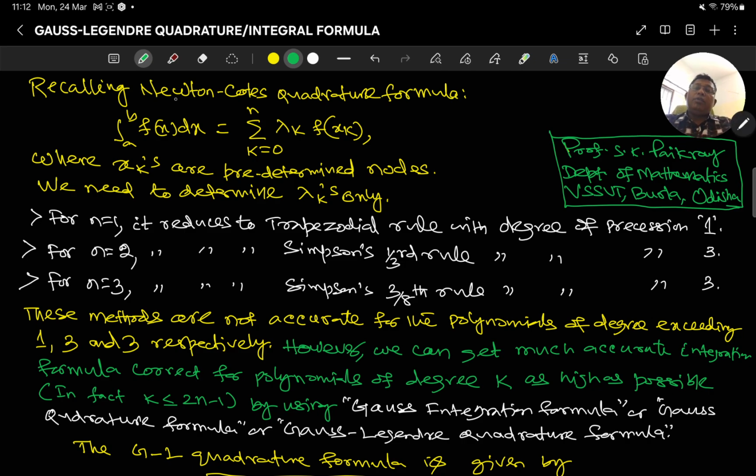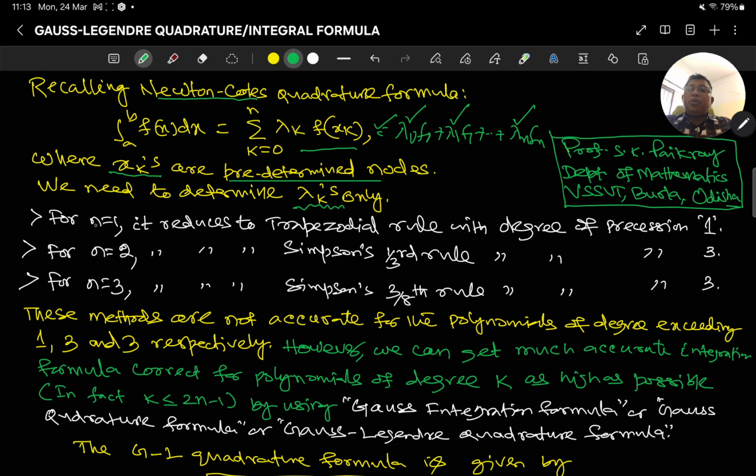Now if we recall the Newton-Cotes quadrature formula, we have the integral from a to b of f(x) dx is the summation of lambda k f(x k). That is, lambda 0 f0 plus lambda 1 f1 and so on plus lambda n fn. Here we need to find only the values of the lambda i's, lambda 0, lambda 1 and so on up to lambda n, because the xk's are equispaced nodes which are predetermined. We need to determine only lambda k.